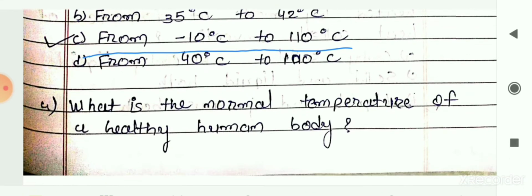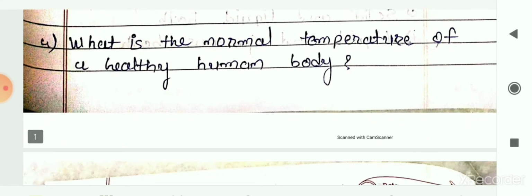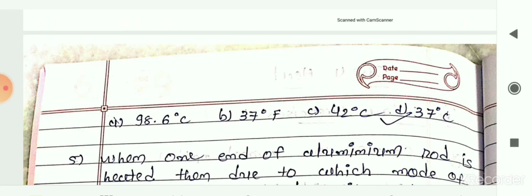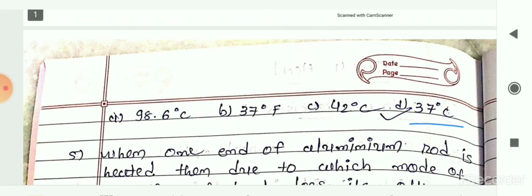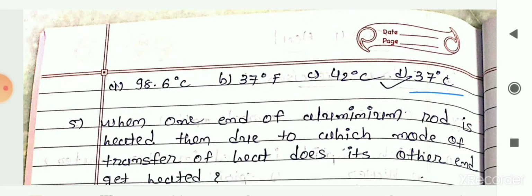Now the next question, number four, what is the normal temperature of a healthy human body? The options are given to you, that is 98.6 degrees Celsius, 37 degrees Fahrenheit, 42 degrees Celsius or 37 degrees Celsius. So here your answer is 37 degrees Celsius. And remember the unit also, 37 degrees Celsius.